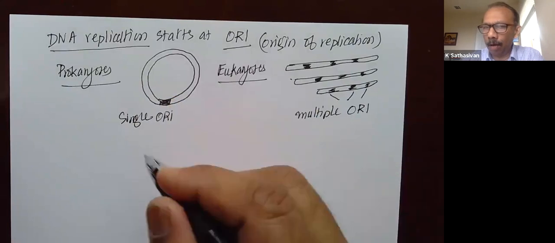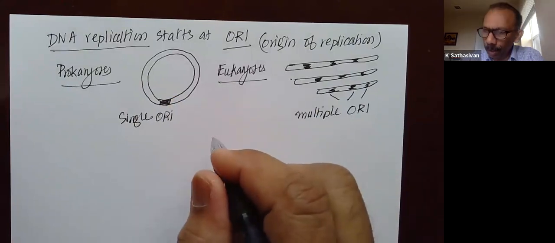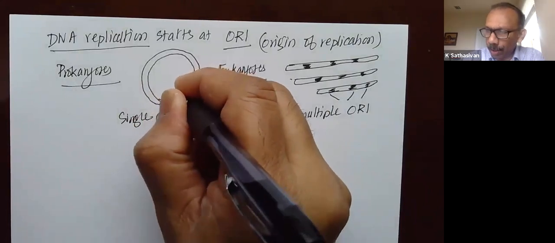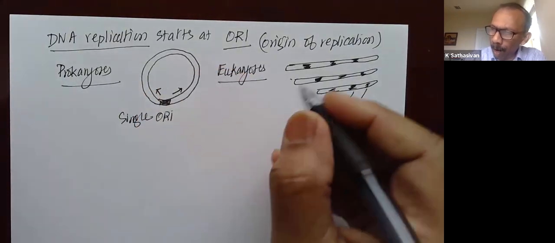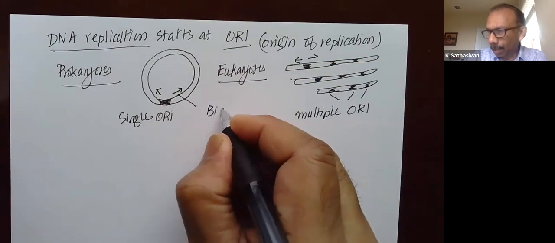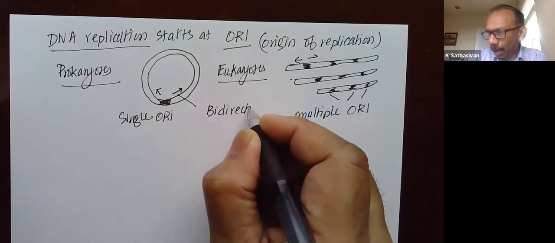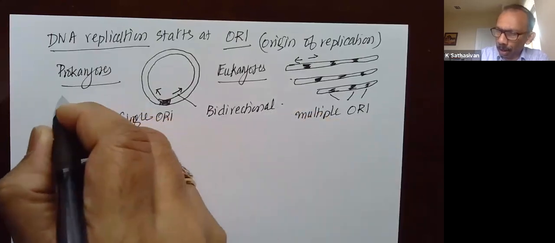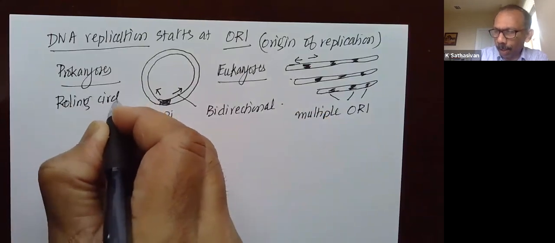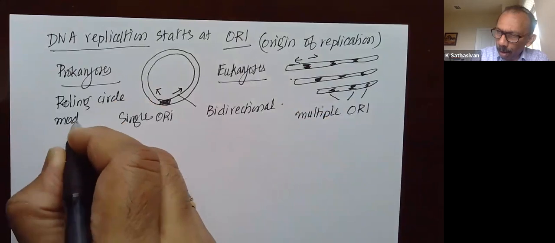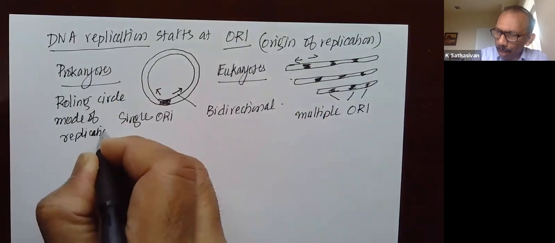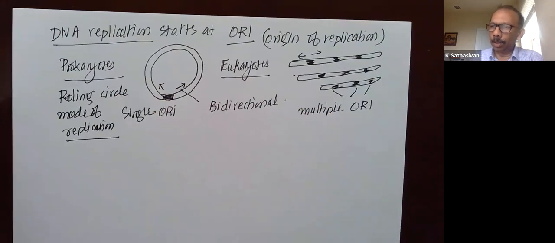And we will see how the replication occurs. Another thing to understand is that the replication is bidirectional, so it will replicate both ways. It also has a mechanism called rolling circle mode of replication, because after they replicate, they need to separate and become two separate circular DNA.